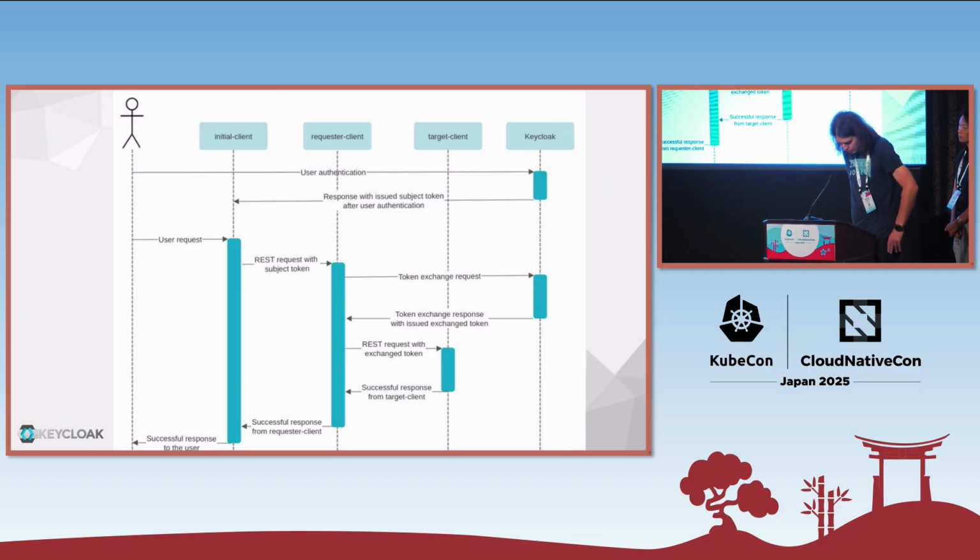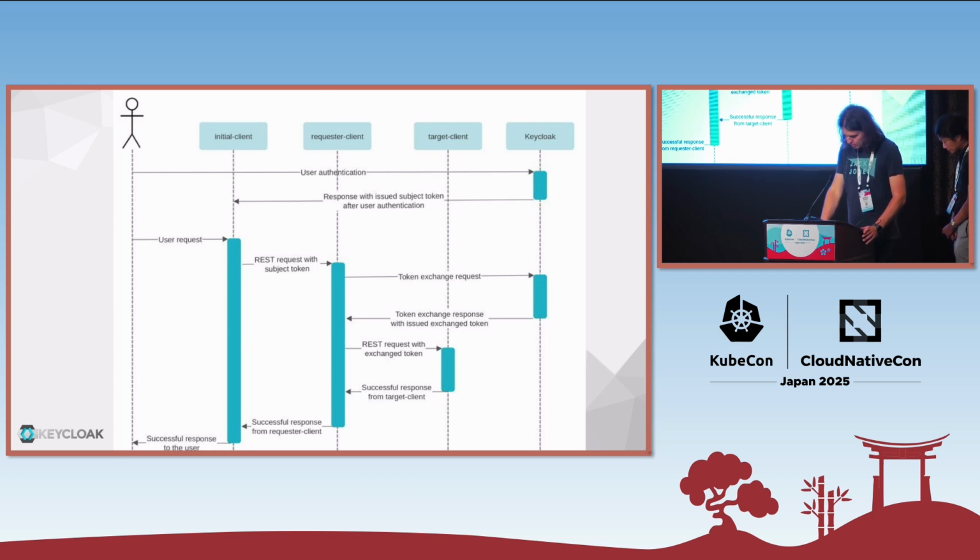But now when the user sends the request to the initial client, which is like a web application, this initial client may want to send a REST request to the requester client, which is like a microservice. But in some cases, a requester client may want to call another microservice, like a target client. But if the target client is also secured by Keycloak, it may not be possible to use the original token issued to the initial client, because the target client may expect to be invoked just by the requester client microservice.